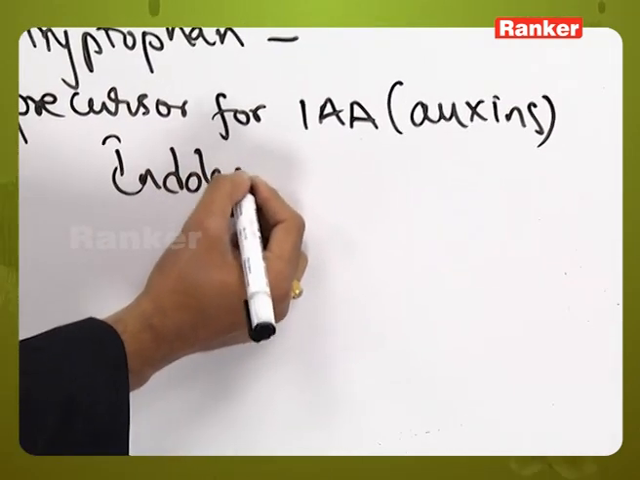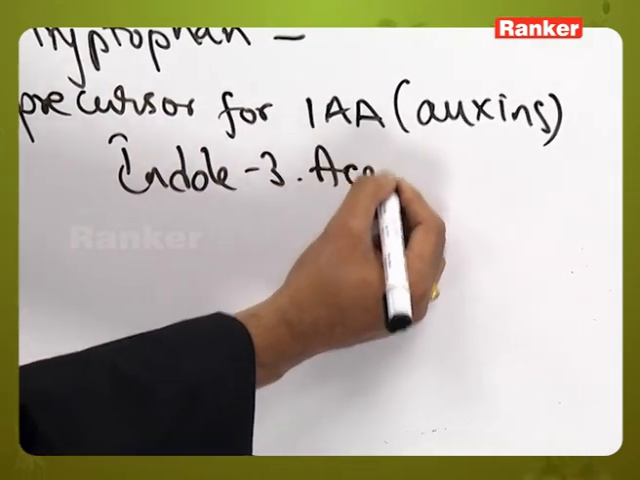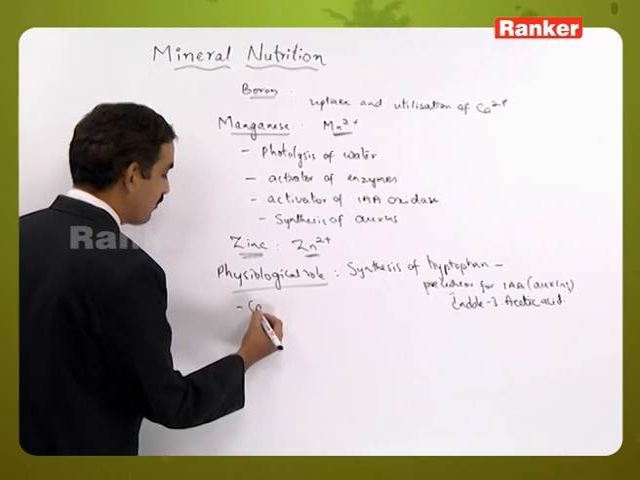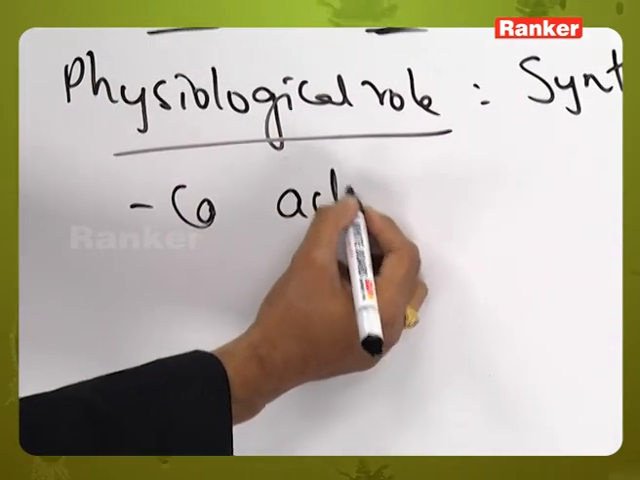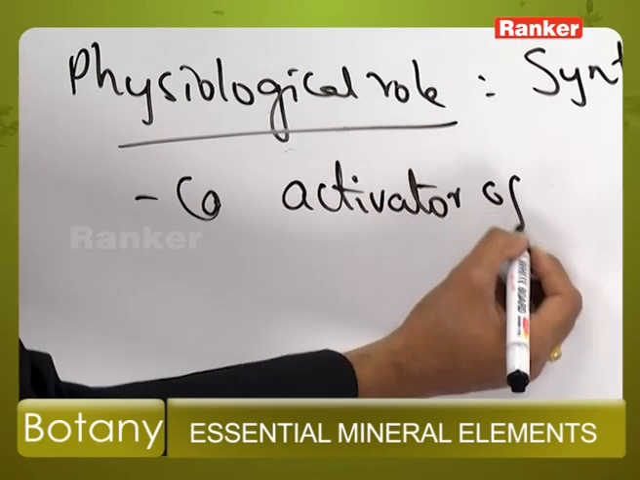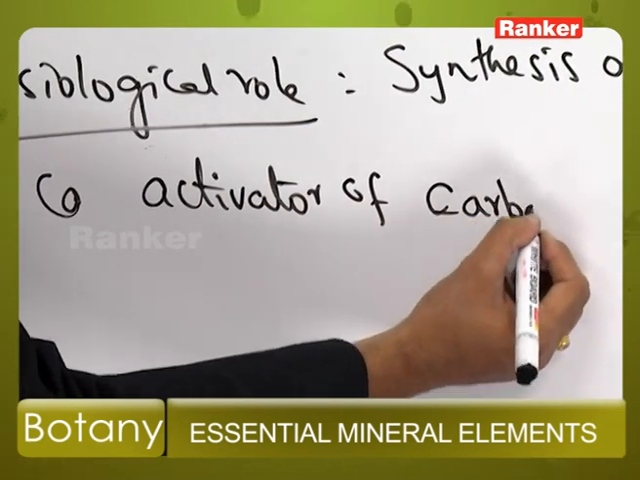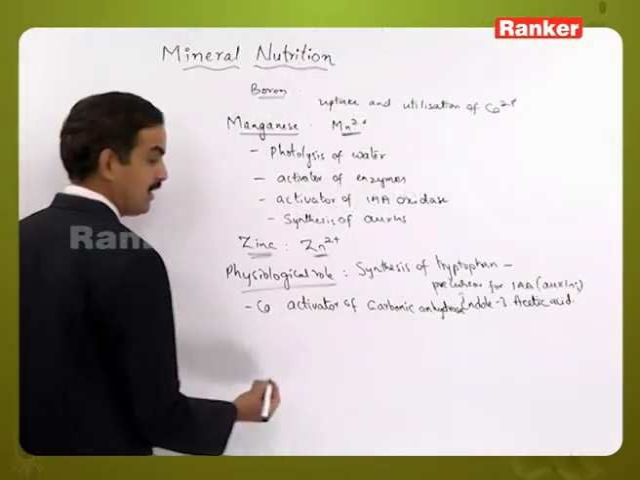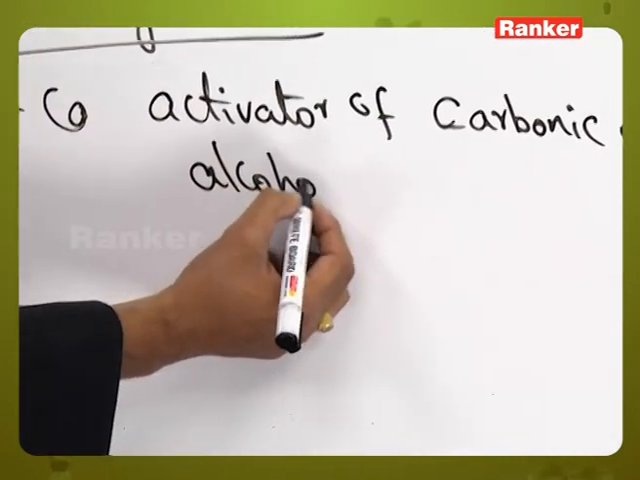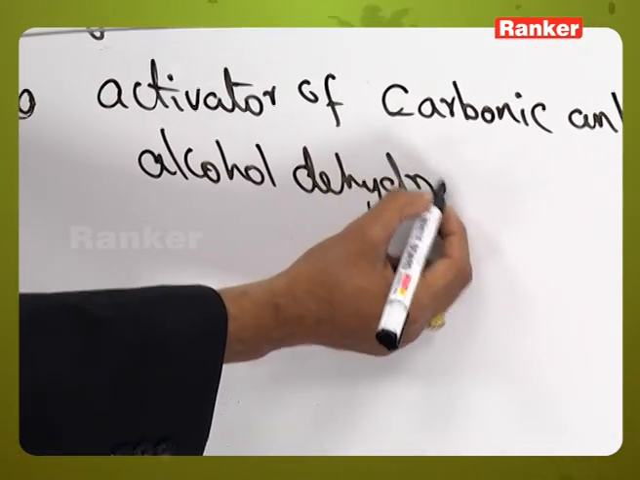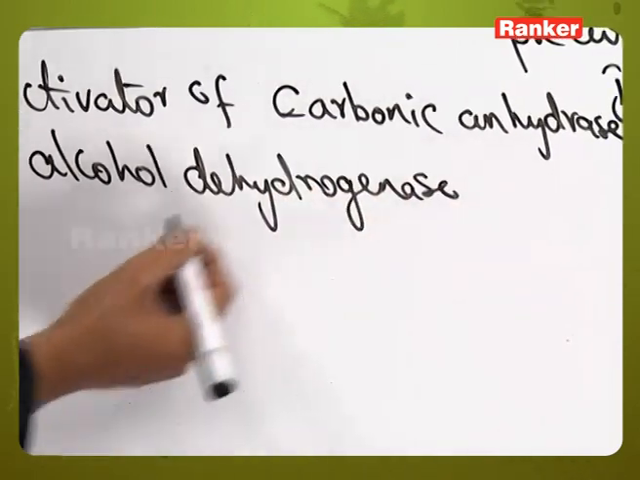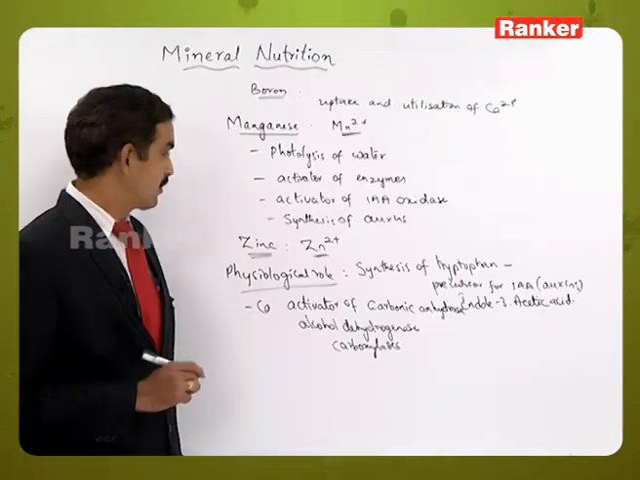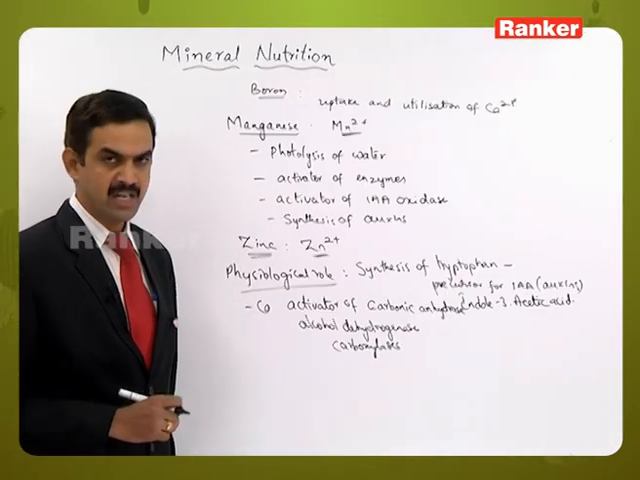Indole 3 acetic acid. Zinc is also an activator of the carbonic anhydrase enzyme, and also the alcohol dehydrogenase enzyme, along with carboxylases. So these are some significant roles related to the zinc ion.